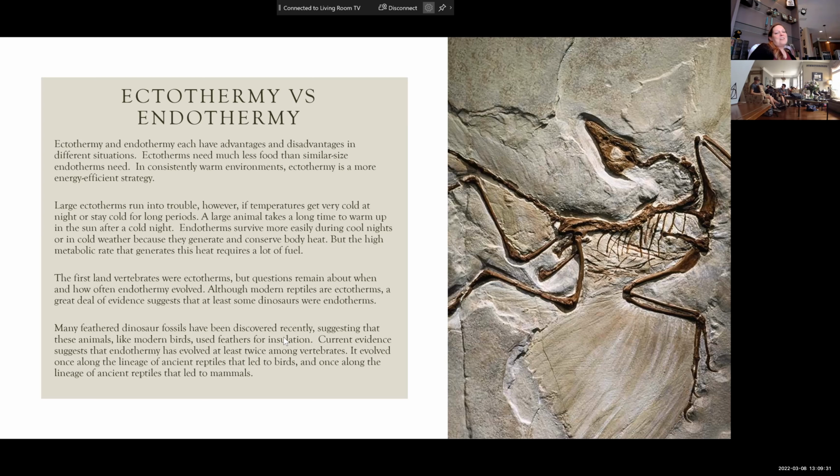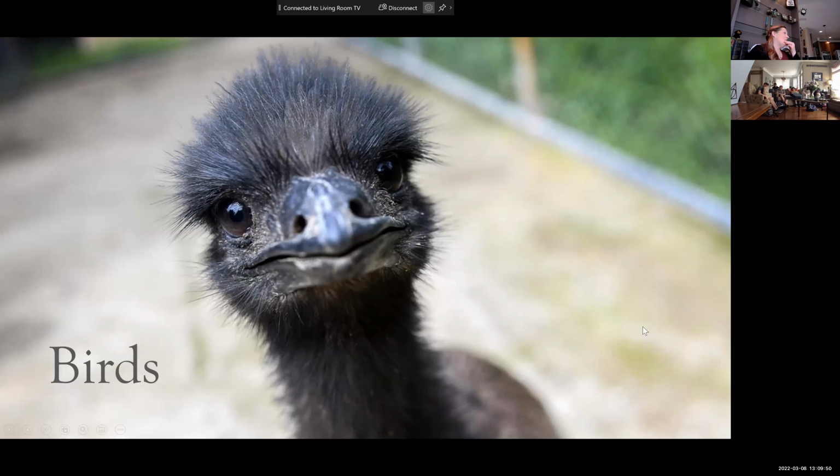So though modern reptiles are ectotherms, a great deal of evidence suggests that at least some dinosaurs may have been endotherms. So many feathered dinosaur fossils have been discovered more recently too. They're finding them, suggesting that these animals, like modern birds, used the feathers for insulation. So therefore they were endotherms. So now we're on to what we covered today in lab.